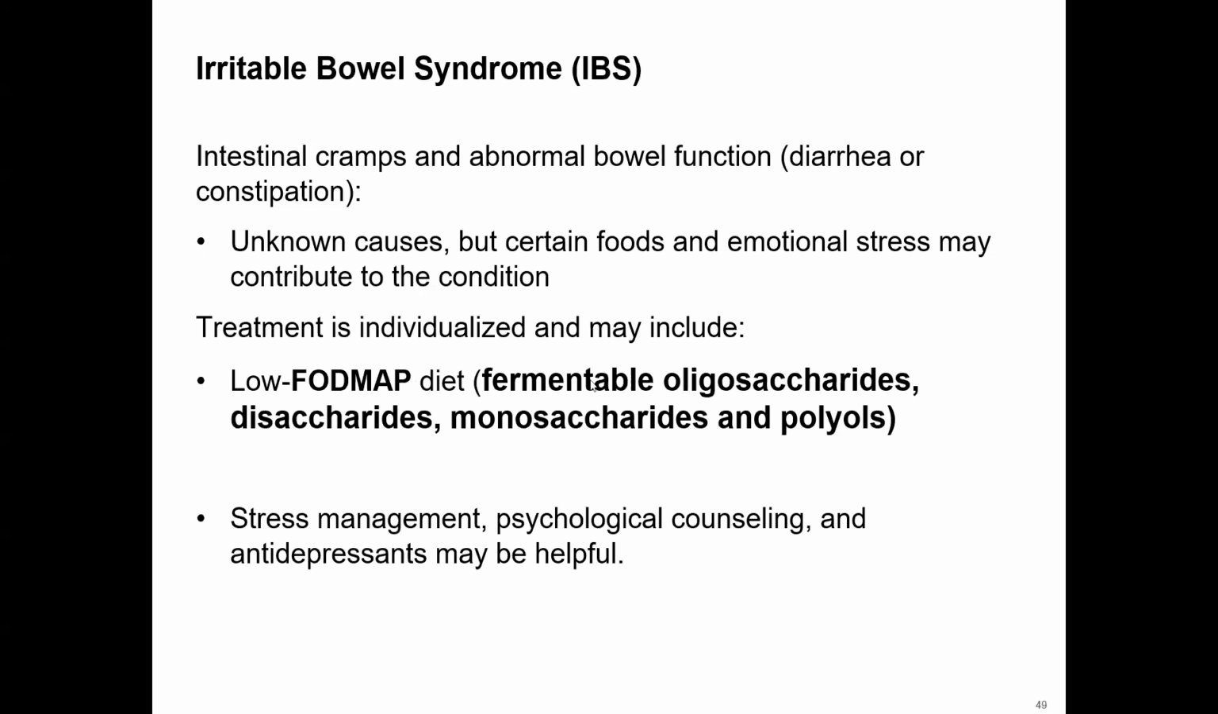FODMAPs is an acronym that stands for fermentable oligosaccharides, disaccharides, monosaccharides, polyols. These are all sugar groups, carbohydrates. Oligosaccharides, oligo means few, and so these have a few sugar units bonded together. Disaccharides are two sugar units chemically bonded, like sucrose. We have another chapter that deals with carbohydrates shortly. Monosaccharides, mono means one, a simple sugar like glucose or fructose. Polyol is what's known as a sugar alcohol, such as sorbitol or mannitol.